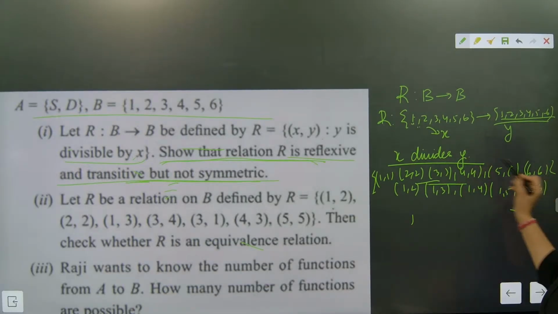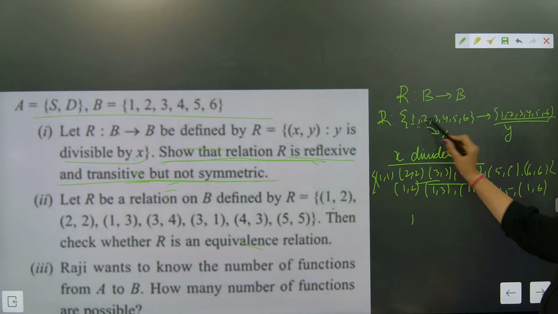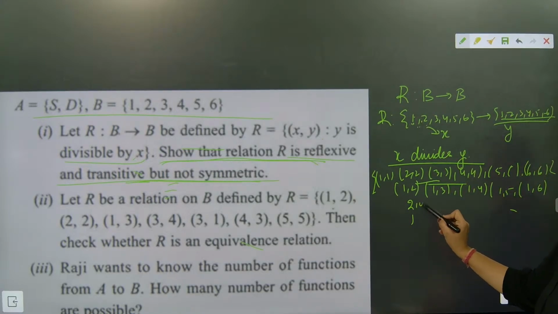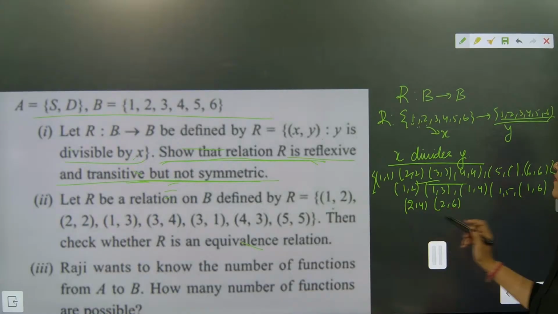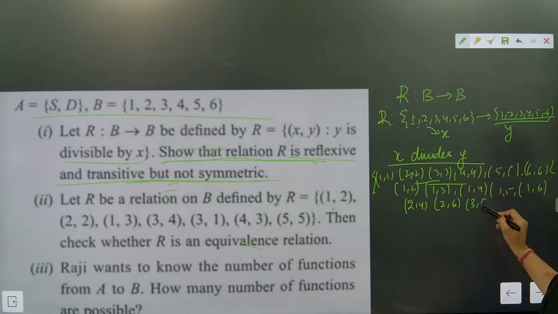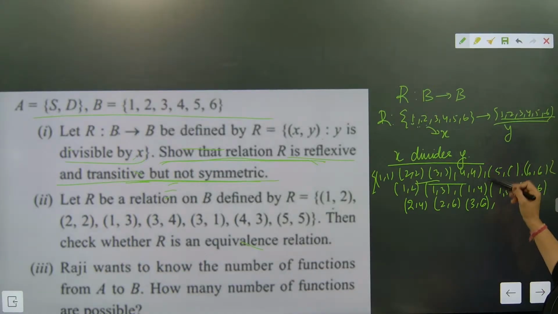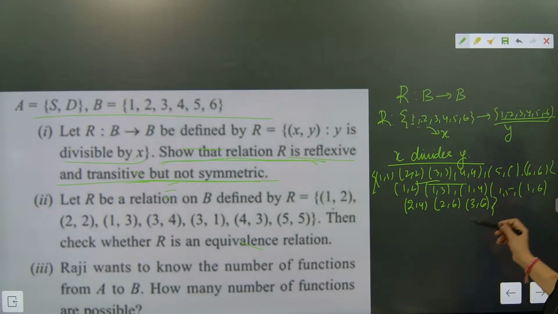But x is dividing y means now 2 can divide 2. We have already written 2 can divide 4 and 2 can divide 6. Now 3 can divide 3, and 3 can divide 6. 4 can divide 4. 5 can divide 5 and 6 can divide 6. Now reverse is not possible. So all of 1 1, 2 2, 3 3, 4 4, 5 5 and 6 6 are there.